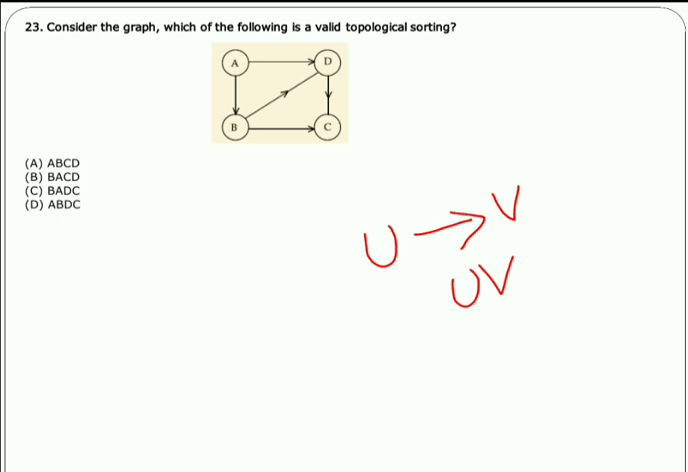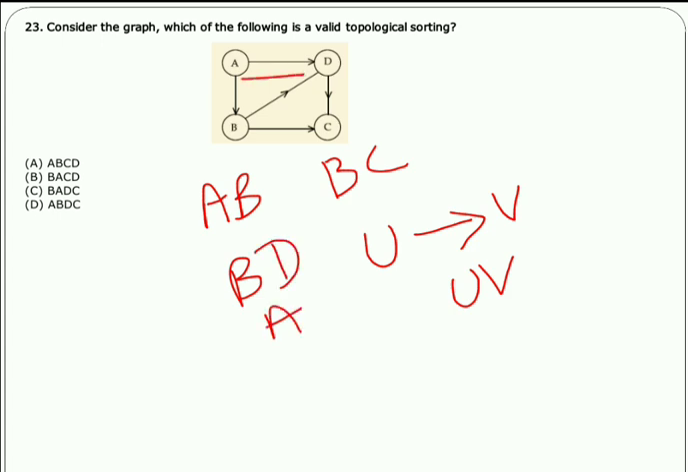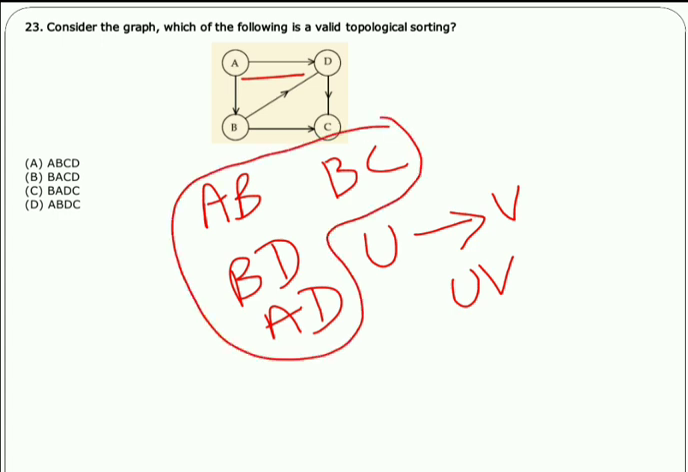So that means before B, A must come, and before C, B must be there, right? So BC must be there, and BD, and here AD, must be there. So these 4 conditions must be followed, and all 4 are followed in option D, right? So here AB comes, and then B is followed by D. This one is given, and D is followed by C. So this one is also given, right? So option D is the correct one.